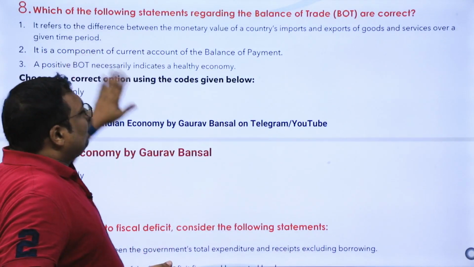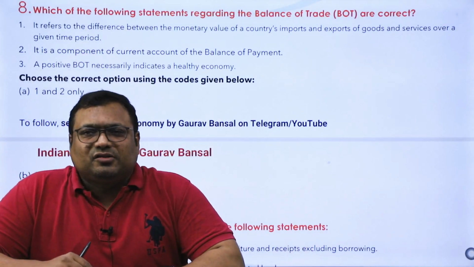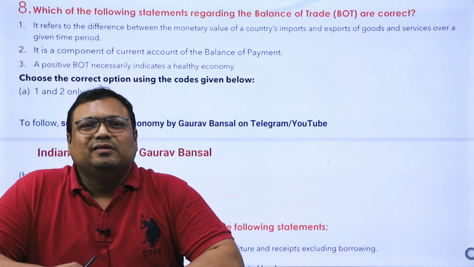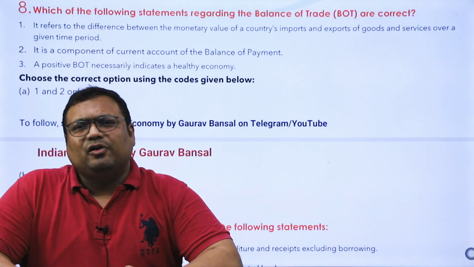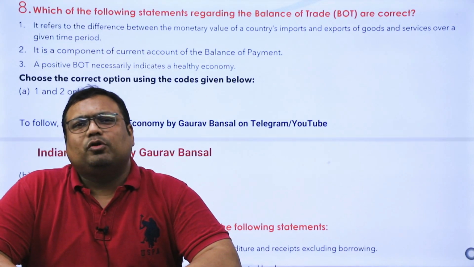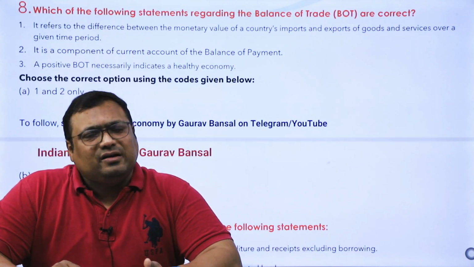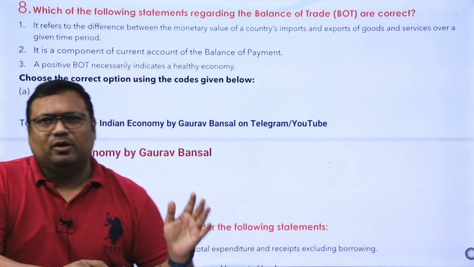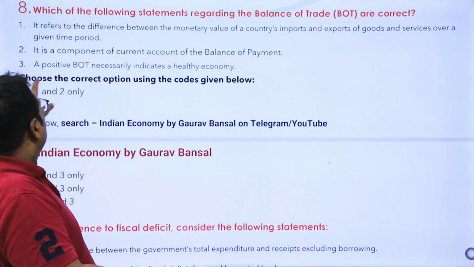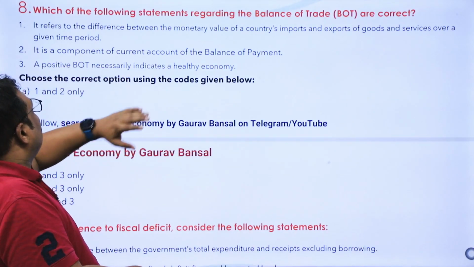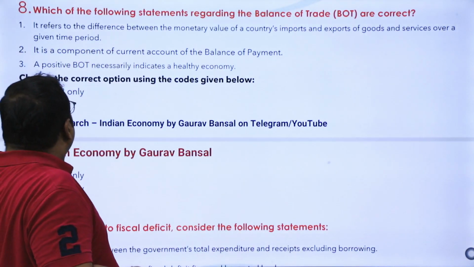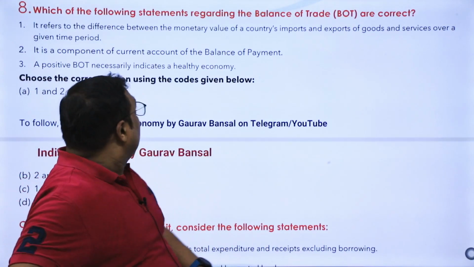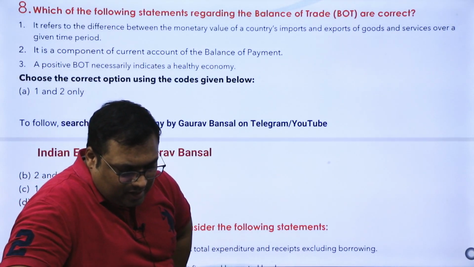There are many countries where they sell away their natural wealth, and because of that they have a lot of exports. There are many countries in Africa which export a lot of mining products, but that doesn't mean they have a healthy economy or a healthy system. So it does not necessarily indicate a healthy economy. That is why the third part is wrong. It should be A, 1 and 2 only. So this is question number 8.